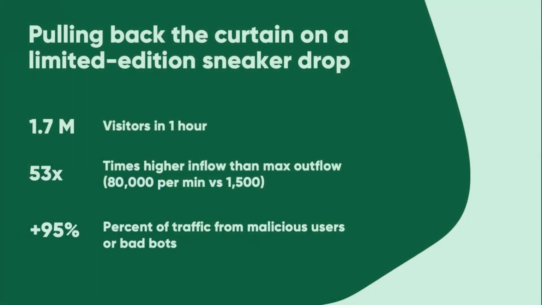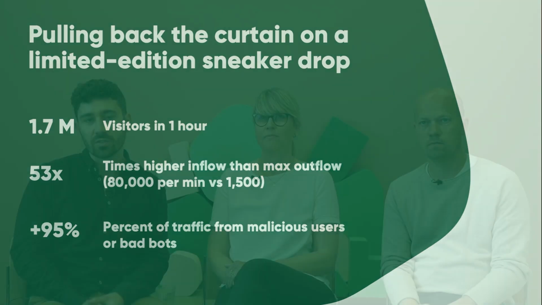So just to give a concrete example of what we're talking about, these are some statistics from a very high-profile sneaker drop from a household brand that you all know last year. There were 1.7 million visitors in a 1-hour time span. Over a 10-minute time span, there were 80,000 visitors per minute trying to enter the waiting room. Now, the threshold was 1,500 per minute, which is already a pretty nice clip in terms of processing visitors, right? But 80,000, as you see, is 53 times the outflow level there.